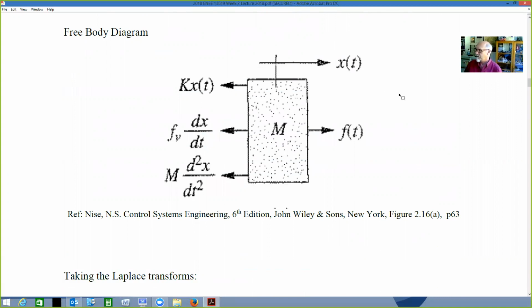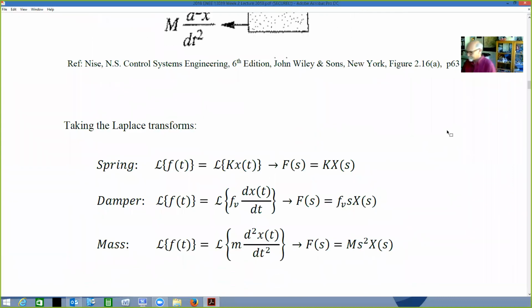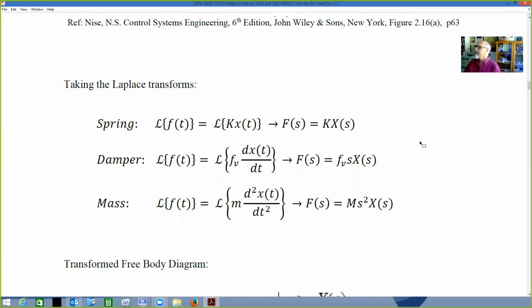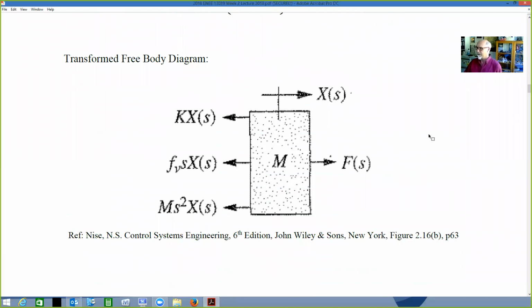We've been able to write them as fundamental forces. So we're talking about forces balancing out forces. All of these are forces balanced out against this force here. Taking a Laplace transform, again very fundamental, we end up with these expressions, and then we can transform our free body diagram into the frequency response.